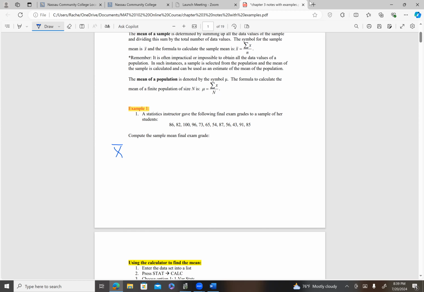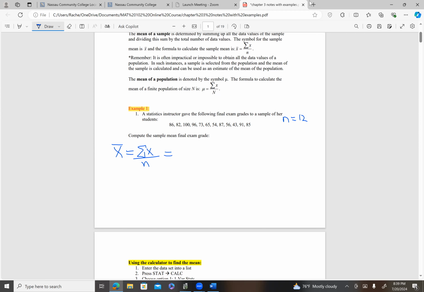Now, how many data values are there? There's 1, 2, 3, 4, 5, 6, 7, 8, 9, 10, 11, 12. So my sample size, N, is equal to 12. The way we're going to get the sample mean X bar is that we have to sum up all of our data values in the set. So we're going to sum up these 12 test scores, and then we're going to divide by how many there are, or our sample size, which is 12, or lowercase n. And let me just write that more neatly.